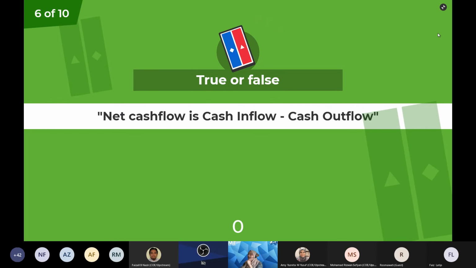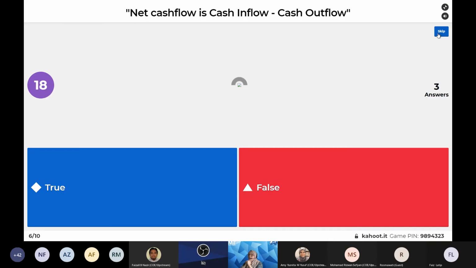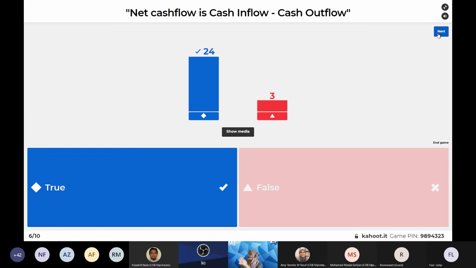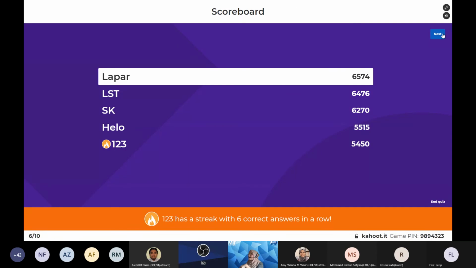True or false? Net cash flow is cash inflow minus cash outflow. Is it true or false? Yep. Many of you guys answered true, which is correct. Lapar is still leading.